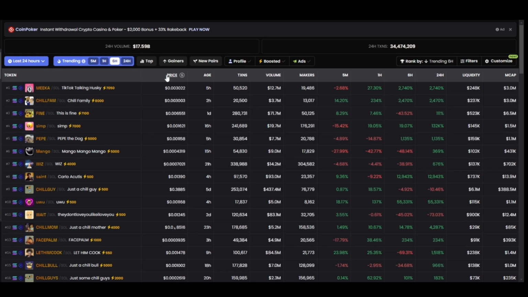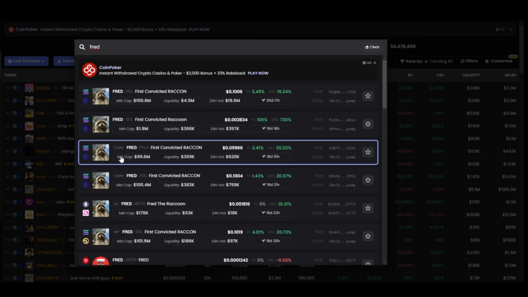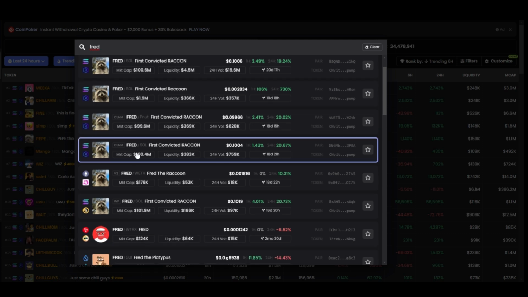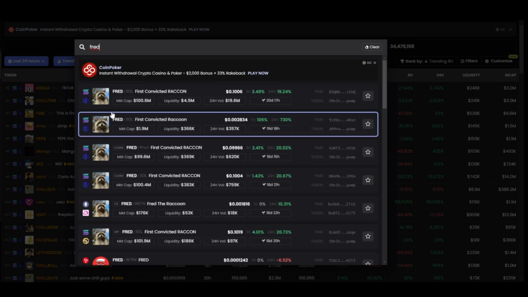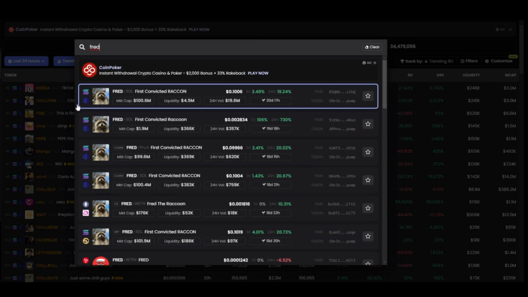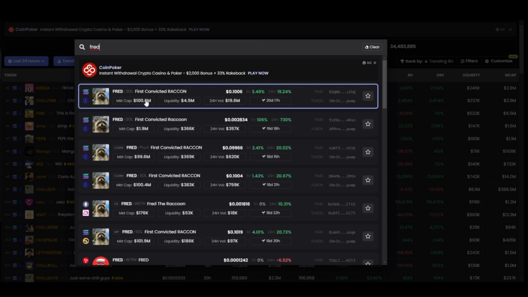But for example, let's say I put Fred in the search bar. Look at all these Freds. And no, they're not the same coin, because people create knockoffs of coins. So you have to be careful. Usually how I'm able to sift out which is the right Fred is the one that's going to have the highest market cap. So like this one right here, this market cap says it's $1.9 million for Fred. That's not correct. The correct Fred is going to be the one with the highest market cap.